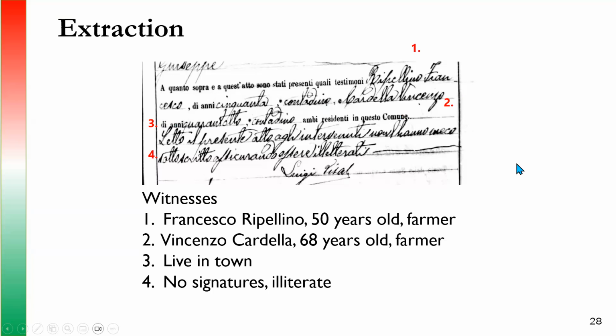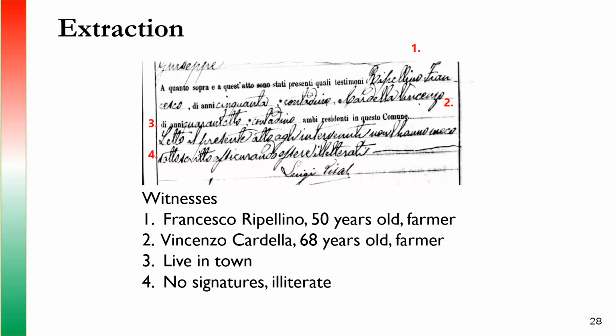So we've got Francesco Ripolino and we've got Vincenzo Cardella. Both of them live in Licata. Both of them are farmers. Francesco, probably in some way or other, is related to Carmela. So here's another family member that we're going to have to take a look at. And they all live in Licata, so everybody there.